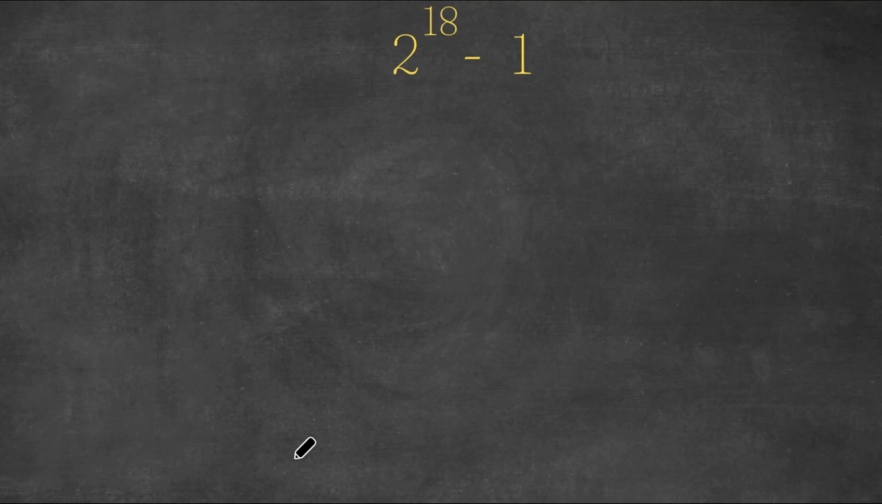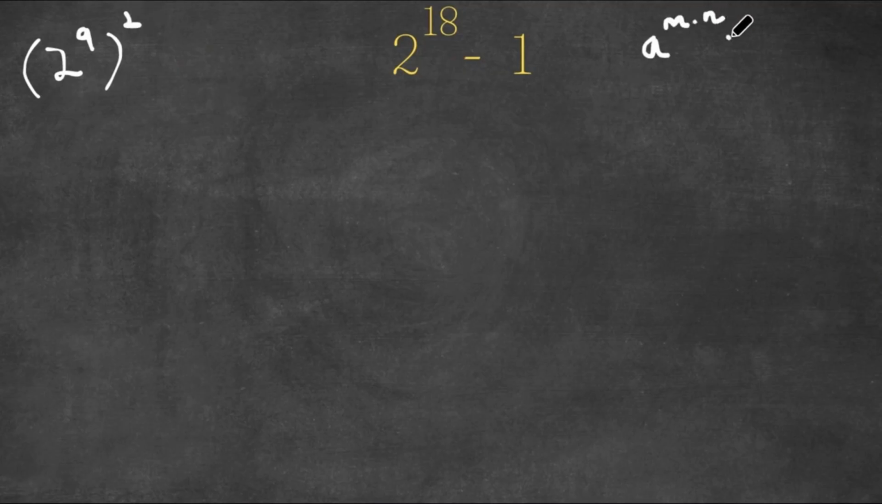In today's video, I'm going to be teaching you guys how to solve this problem without a calculator. So we have 2 to the power of 18 minus 1. Now we can actually rewrite 2 to the power of 18 as 2 to the power of 9 to the power of 2, because if we have something in the form a to the power of m times n, this can be rewritten as a to the power of m to the power of n.